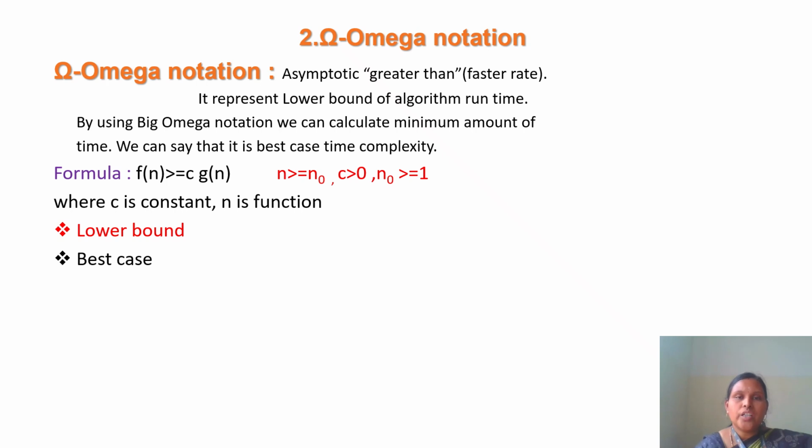Second one is omega notation. Asymptotic greater than, that is the faster rate. It represents the lower bound of an algorithm's runtime. It can be represented by the formula f of n greater than or equal to c into g of n. So c is also a constant, and f of n and g of n are non-negative functions. It is a lower bound and it is used for best cases.